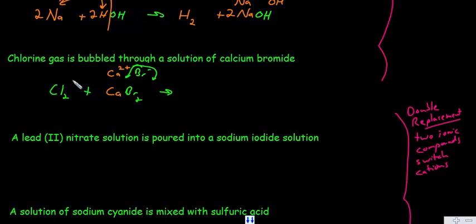And now to predict the reaction here, you see that chlorine is a nonmetal. It's going to switch with the other nonmetal. The halogens here switch with each other. Chlorine can become negative, and bromide here is negative. So these will switch with each other.